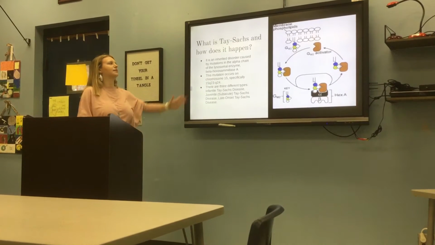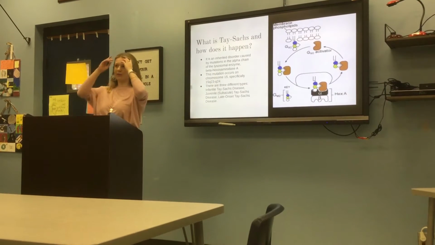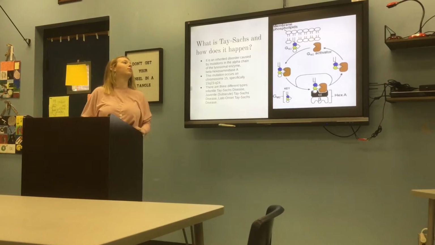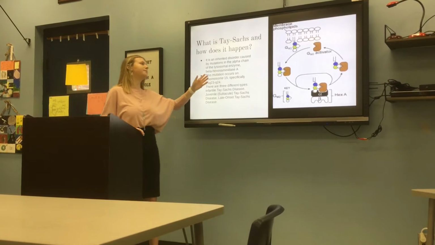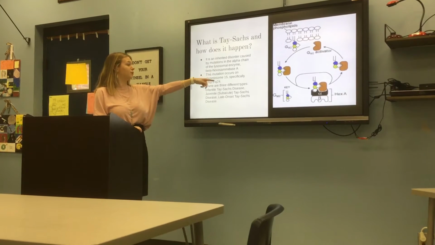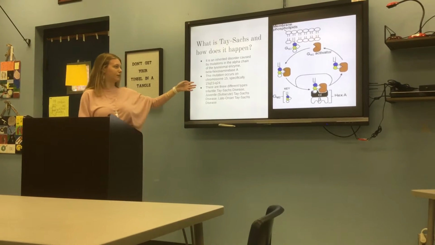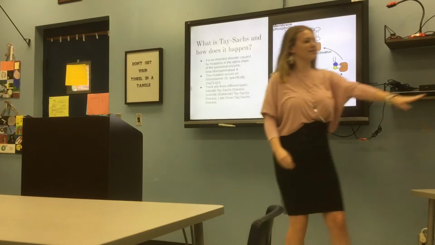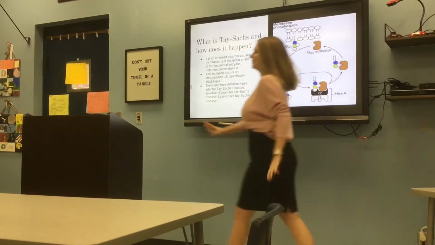So Tay-Sachs is an inherited disorder caused by a mutation of the HEXA gene, and the HEXA gene is responsible for making beta-hexosaminidase, which is an enzyme that breaks down GM2 ganglioside. This mutation occurs on chromosome 15, specifically 15q23 through q24. I have this right here where it specifically is.